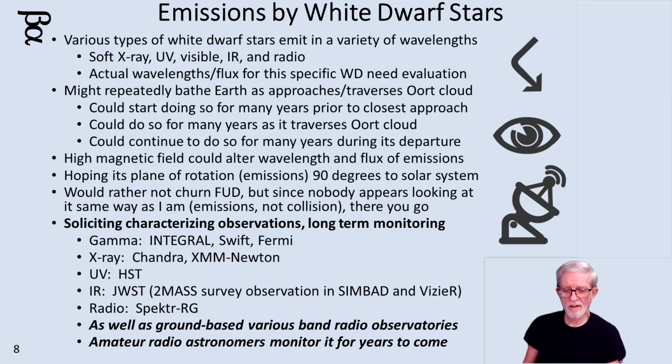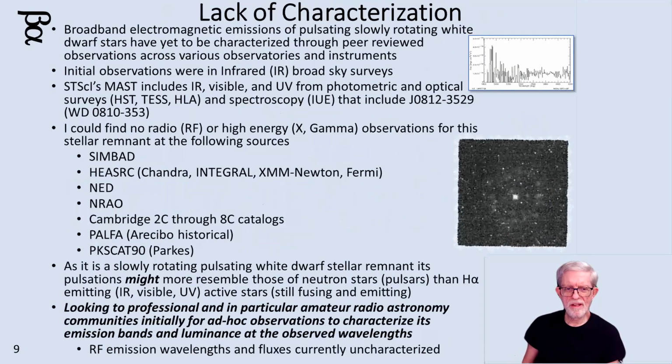from the 2MASS catalog, and you can find those in SIMBAD or VizieR. The Russian Radio Astronomy Observatory out there in space, Spektr-RG, could sign that up to get some observations. But in particular, this solicitation is for ground-based radio observatories, in particular the amateur radio astronomer community. So it has yet to be fully characterized in all the possible wavelengths.